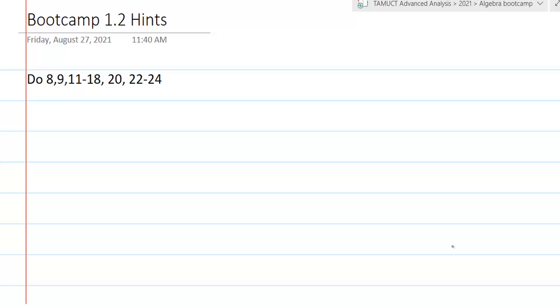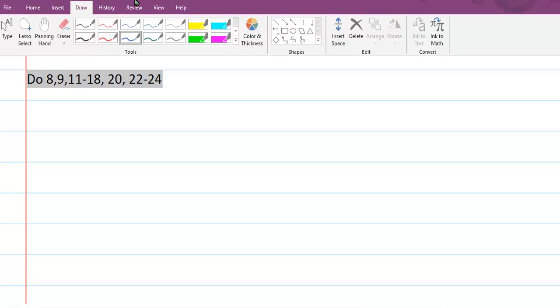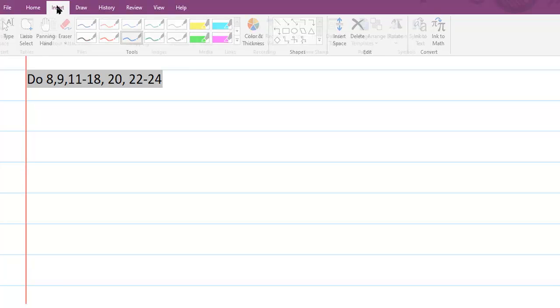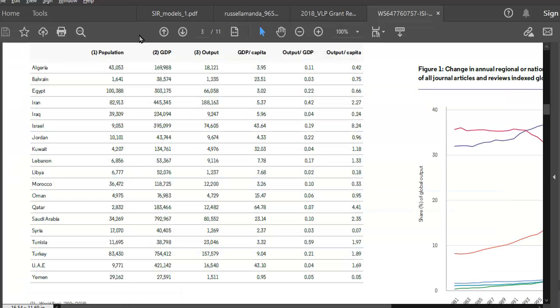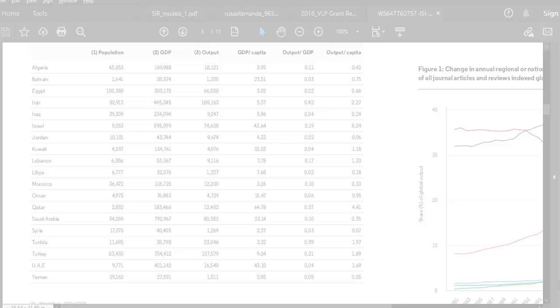Okay, let's take a look at these bootcamp problems, and I'll give you some indications on how to do them. So we'll start with number 8. Number 8 and number 9 do have some similarity, so I'm going to do them together.